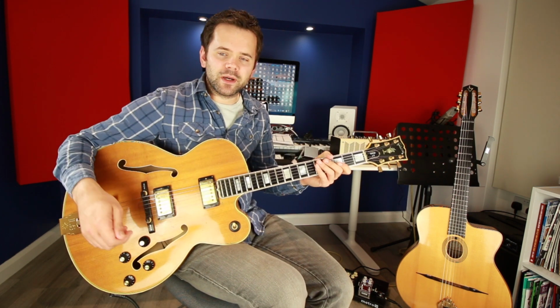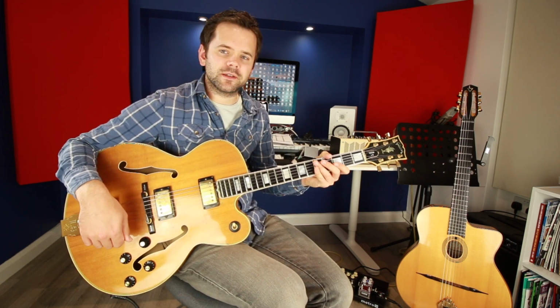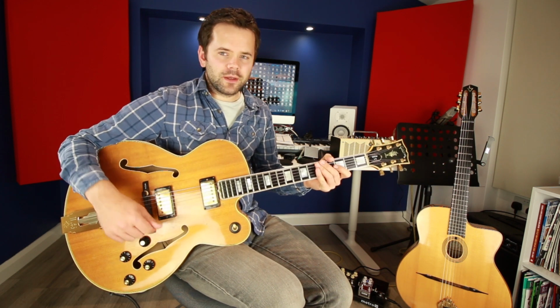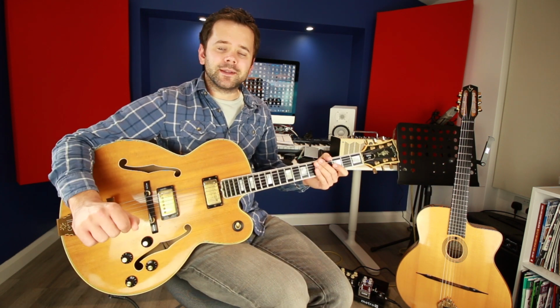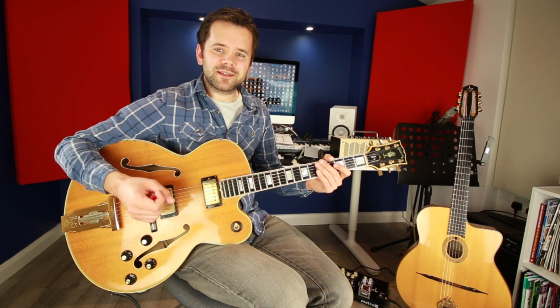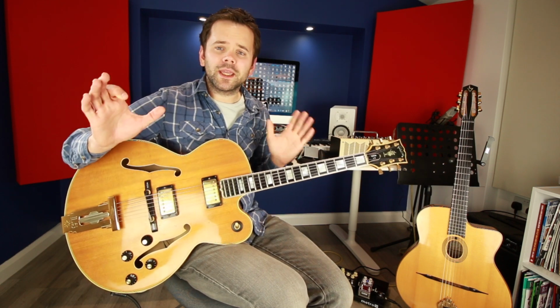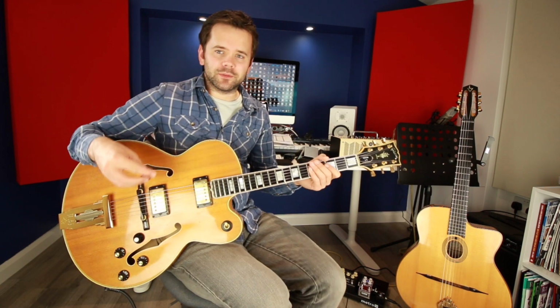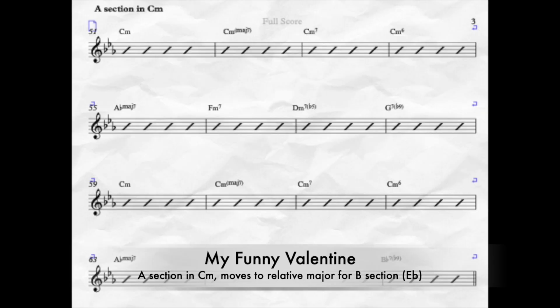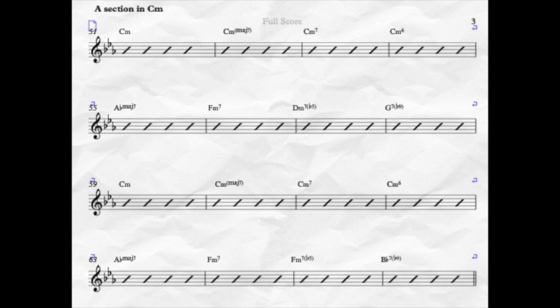Now, next one we're going to look at is My Funny Valentine, and I'll put this on the screen because we're going to look at all of this. So I'll play through this. Now we're in C minor, and the B section moves to the relative major of E flat major, which is why it has a completely different feel. So we've got C minor major 7. So we're very much in a minor feel here.